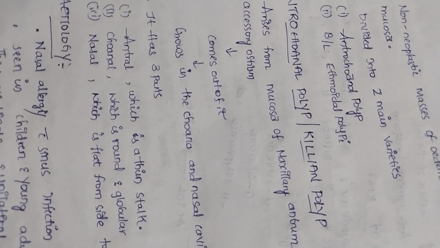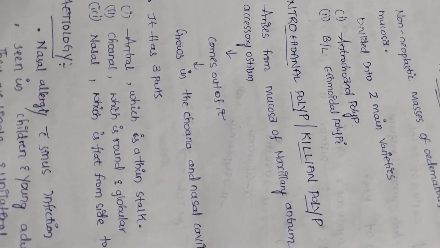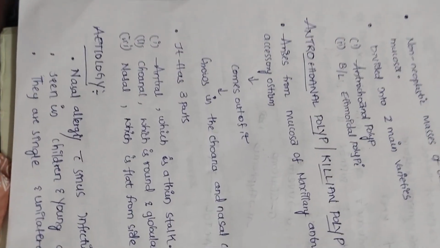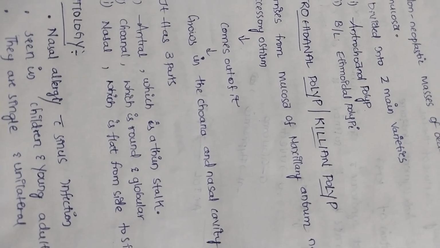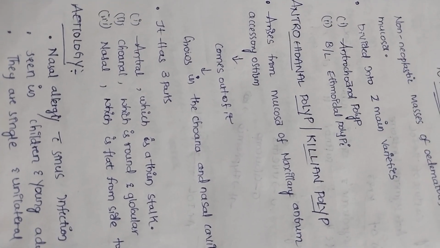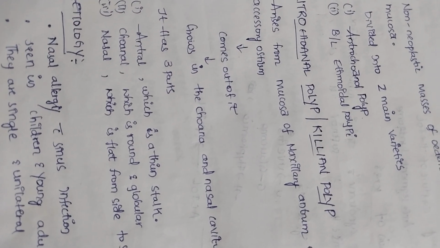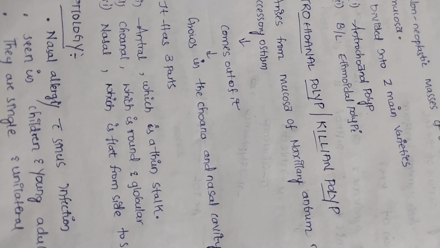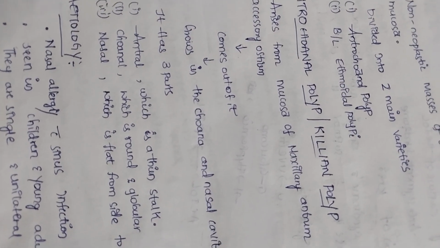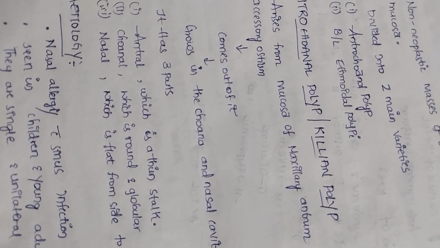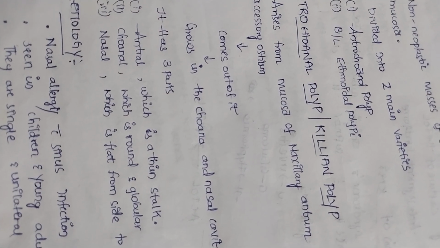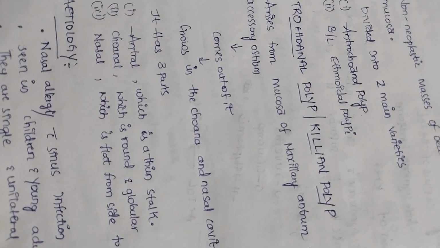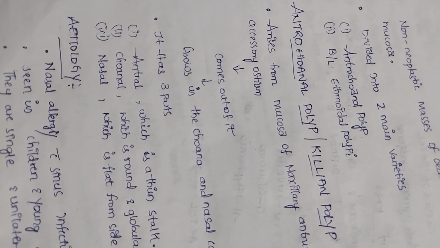So antrochoanal polyp and bilateral ethmoidal polyps are the two different varieties of polyps. Coming to the antrochoanal polyp, we also call this polyp the Killian polyp. As we saw, this polyp arises from the mucosa. So we are saying antrochoanal polyp, so this must be arising from the mucosa of the maxillary antrum, from the accessory ostium.